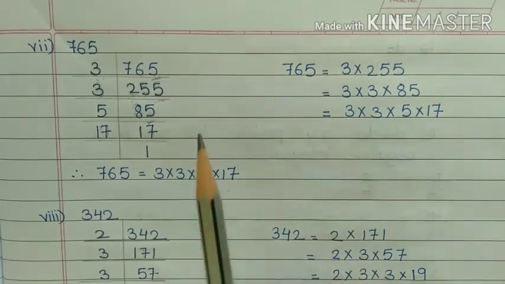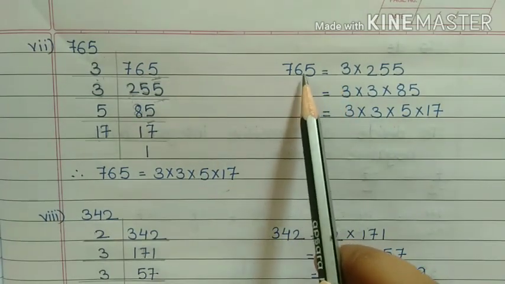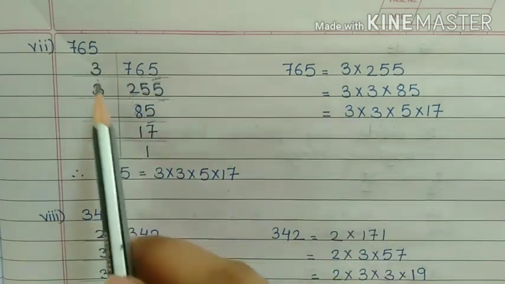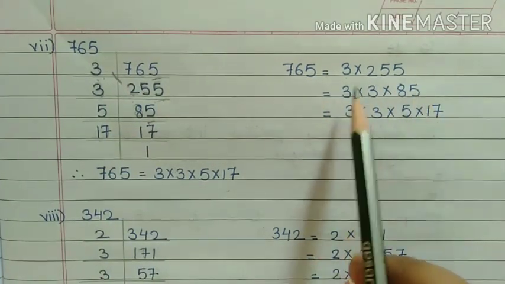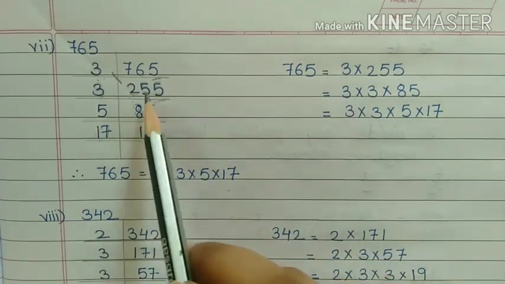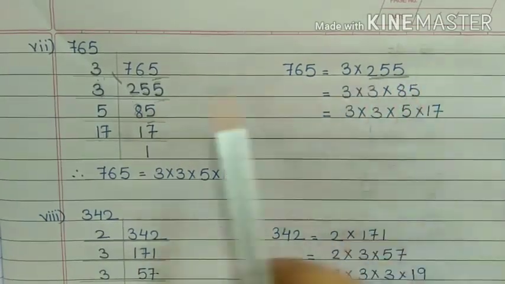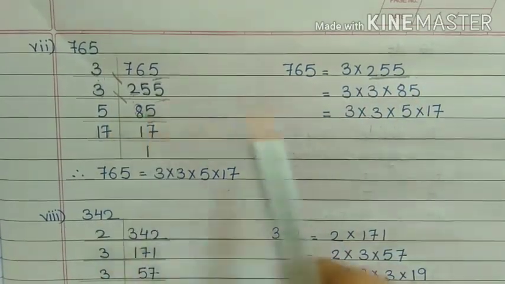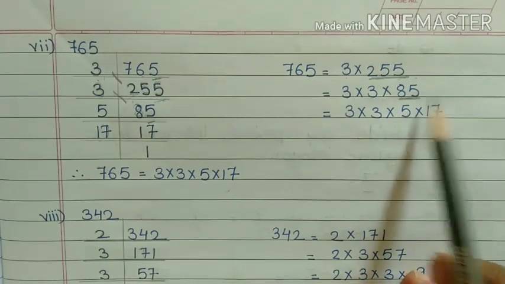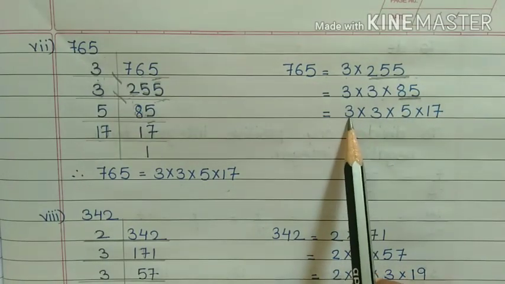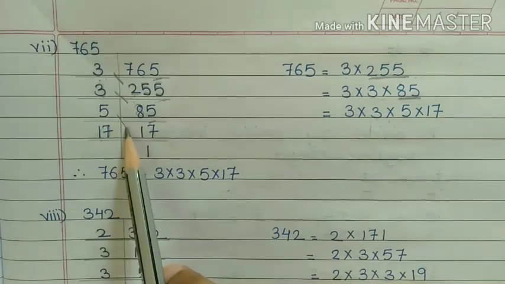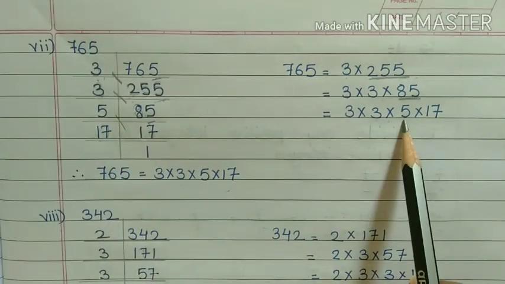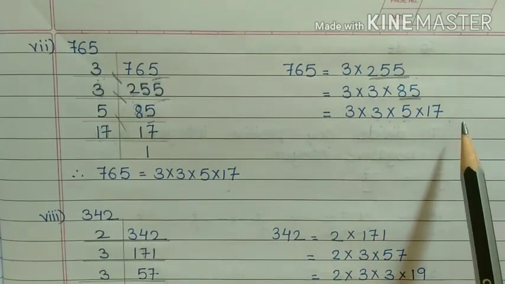Horizontal method. 765 is equal to 3 into 255. 3 as it is, then 255. 3 into 85. 85 is composite. 3 and 3 are prime, so as it is. 85: 17 5s are 85. So 5 multiply 17.